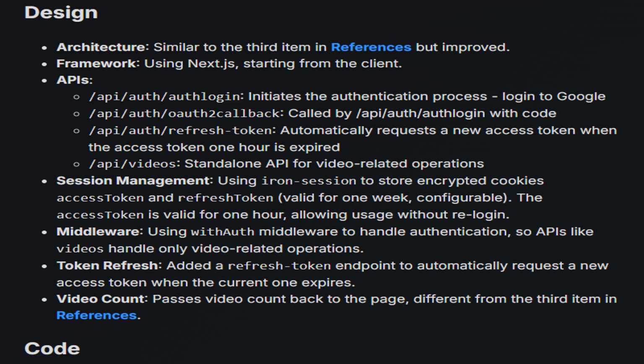Middleware is implemented with an auth middleware for streamlined authentication management, allowing the Videos API to focus solely on video functions. Token refresh introduces a refresh token endpoint for seamless access token renewal. Video count incorporates a feature to return the video count to the page, enhancing the user experience. Overall, the post emphasizes a robust authentication and API strategy to enhance user accessibility and operational efficiency.